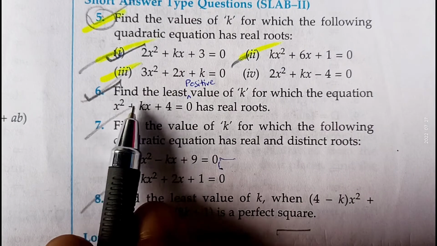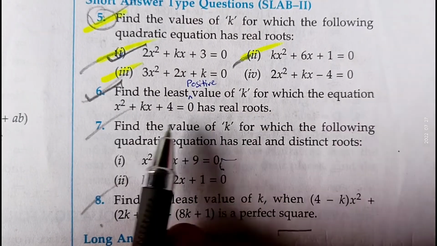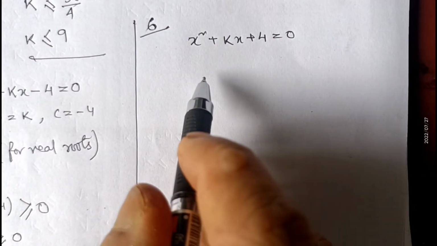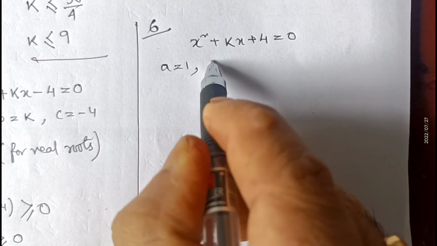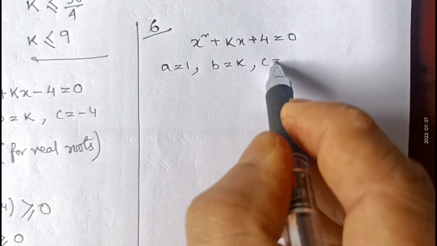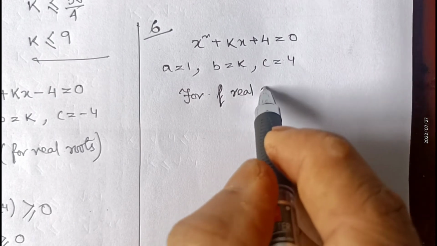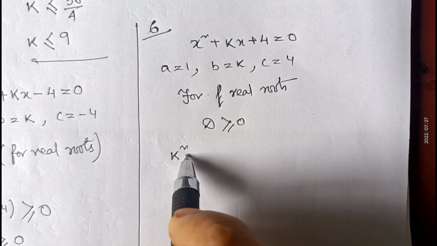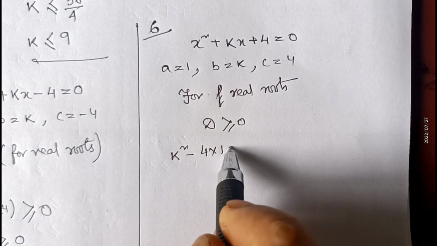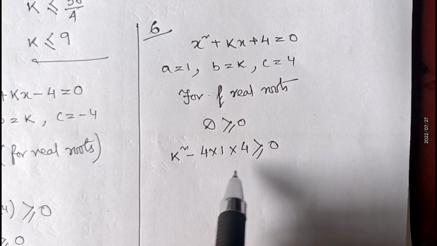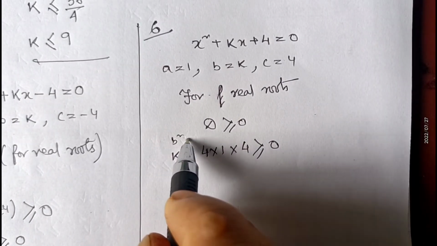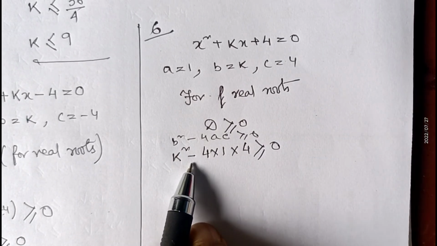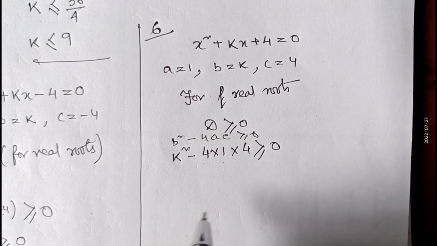In question number 6, it is given: find the least positive value of k for which the equation x square plus kx plus 4 equals 0 has real roots. Now in this case, a equals 1, b equals k, and c equals 4. For real roots, D is greater than or equal to 0. So it will be b square minus 4ac greater than or equal to 0. We can write directly also, or if you want, you can write b square minus 4ac greater than or equal to 0. Here b is k, so k square minus 4 into 1 into 4 is greater than or equal to 0.